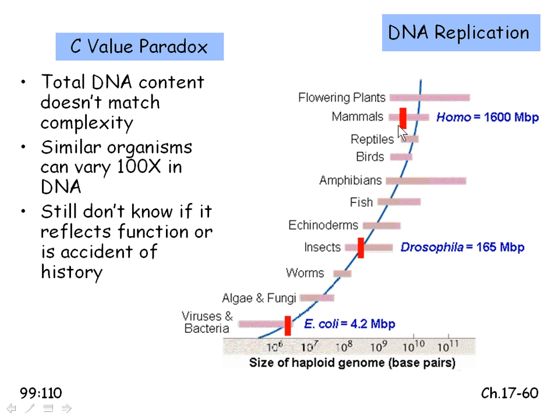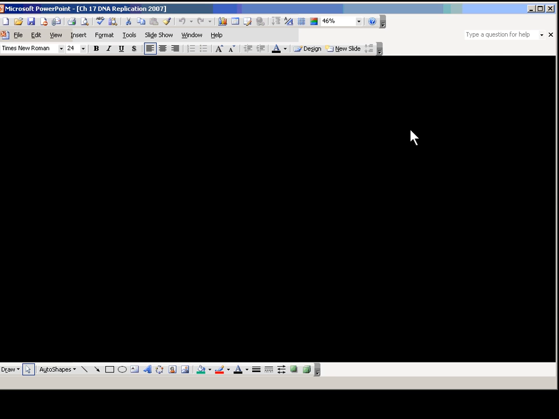So the C-value paradox refers to the fact that the amount of chromatin present in the DNA doesn't reflect how complex the organism is. We don't really know if it reflects a function or if it's just an accident of what happened through the course of evolution. But see that humans and other similarly related organisms can vary a lot in how much DNA they actually have present in their genes. So I think that's the end of it.